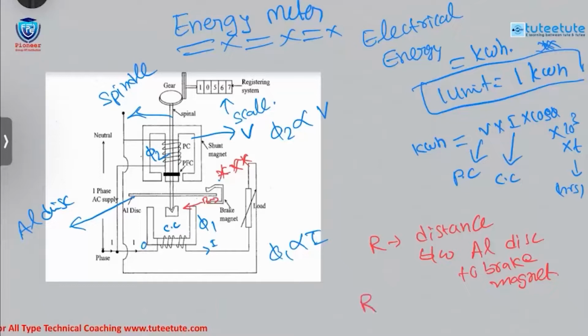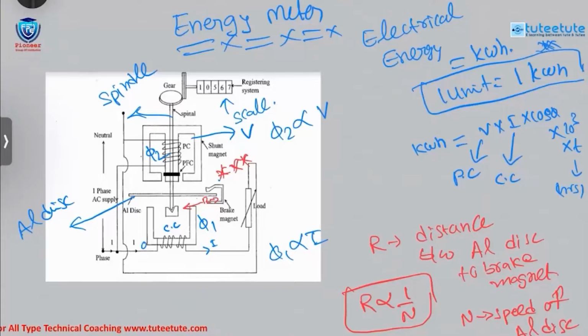The relation is: R is inversely proportional to N, where N is the speed of the aluminum disc. This is very, very important. In many exams it is repeated.